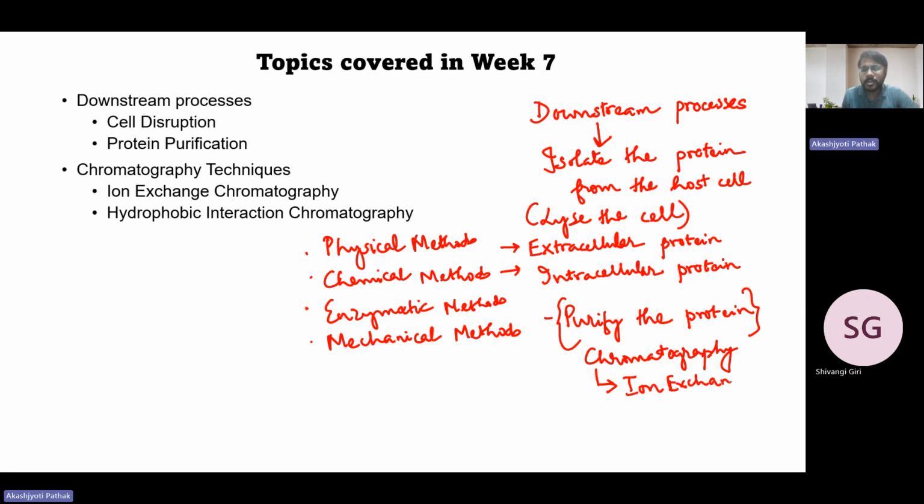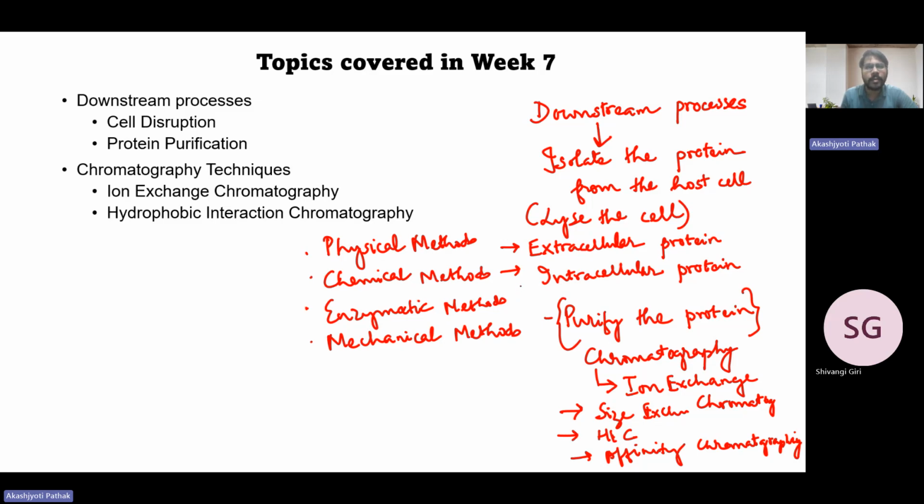The different chromatographic techniques are ion exchange chromatography, then size exclusion chromatography, then hydrophobic interaction chromatography, and then affinity chromatography. There are four different methods of chromatography, and all these chromatographic techniques are used to purify our protein of interest.